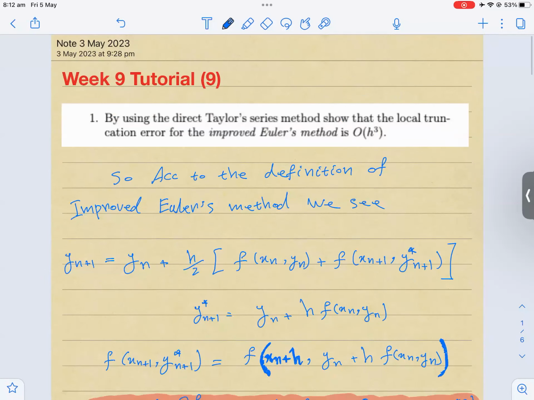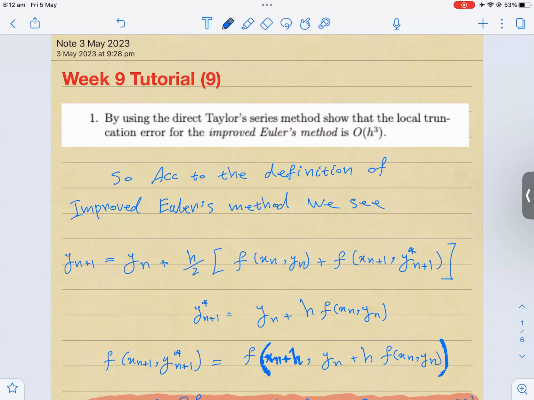Okay. So, question 1, tutorial week 9, and we know that we will have some SageMath as well.